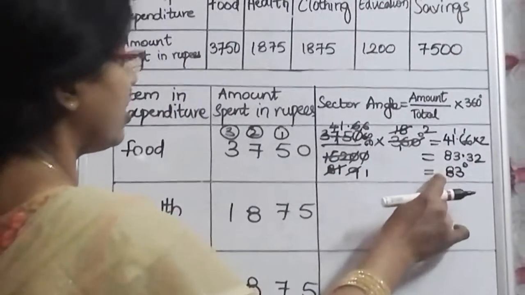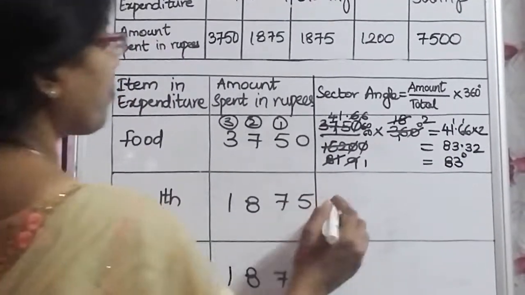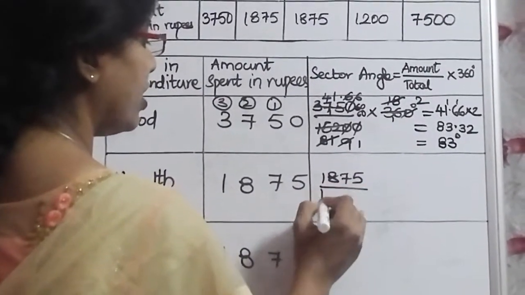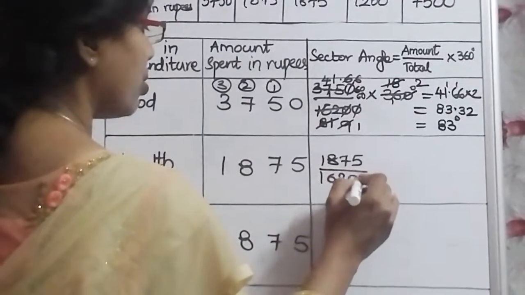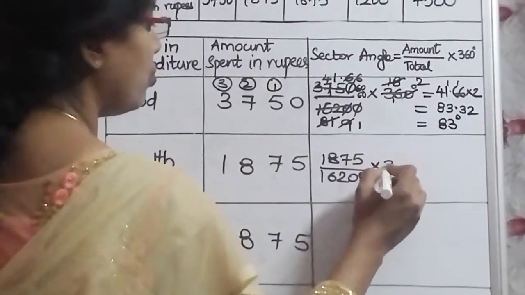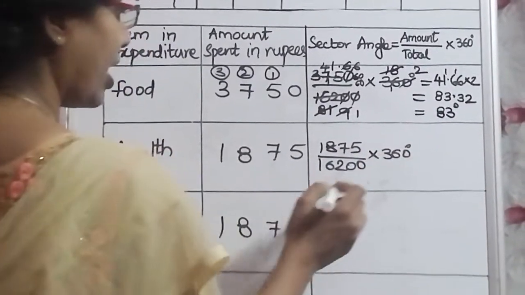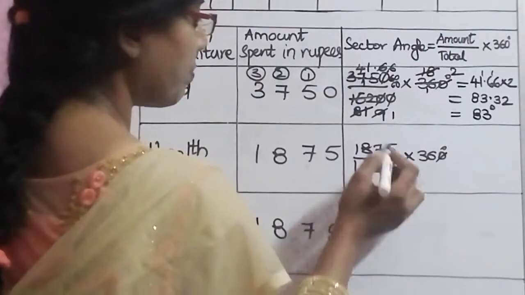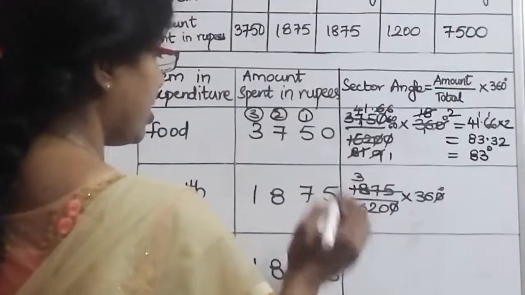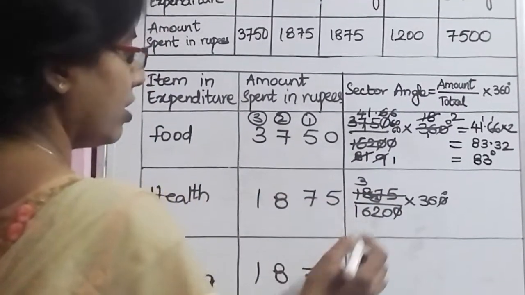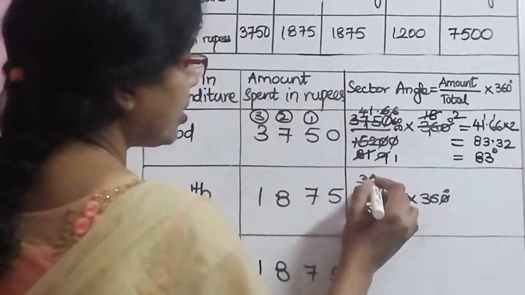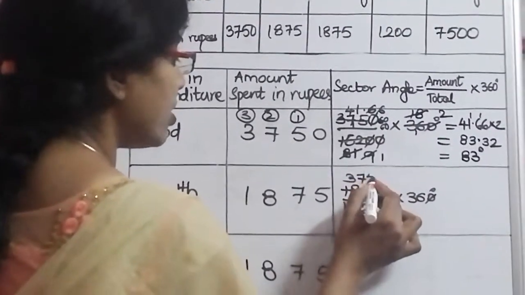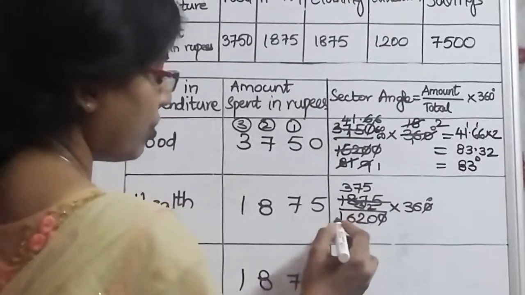83 degrees. Now let us do health. It is 1875 divided by 16,200 into 360 degrees. Cancel this. 10 10 gets cancelled. Now 5 table. 5 3s are 15. 3 is the remainder. 5 7s are 35. 2 is the remainder. 5 5s are 25. So I finished with that.